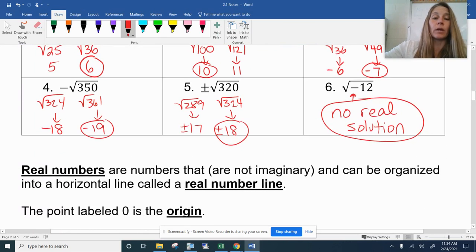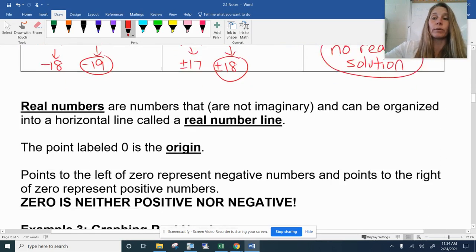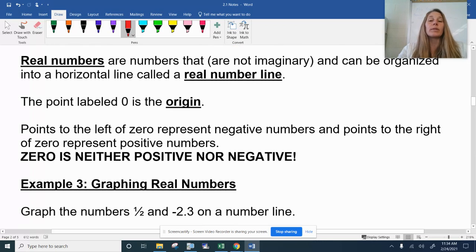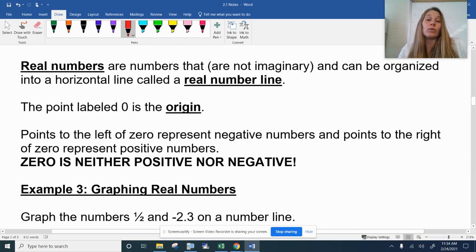All right, so real numbers. Real numbers are numbers that are not imaginary. Now you might be like, what numbers are imaginary? Well, when you move on to Algebra 2, we will discuss imaginary numbers, which are actually going to solve that problem of square rooting a negative, but we'll get to that later on. Now, real numbers are all the other numbers that you've used up till this point.